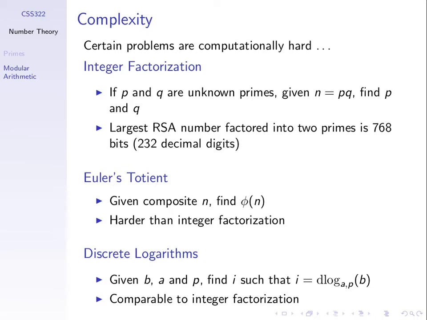Both of them are going to take too long if n is large enough, and it's considered that the fastest one would be the factorization. Finding the totient is even slower than factorization.